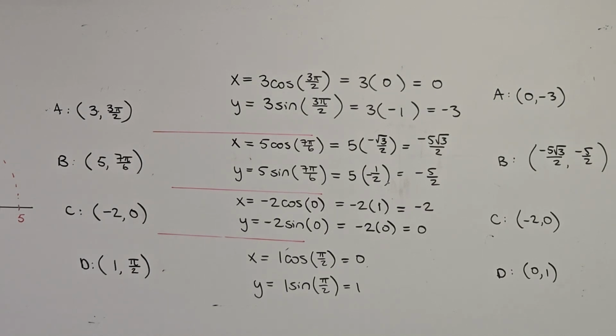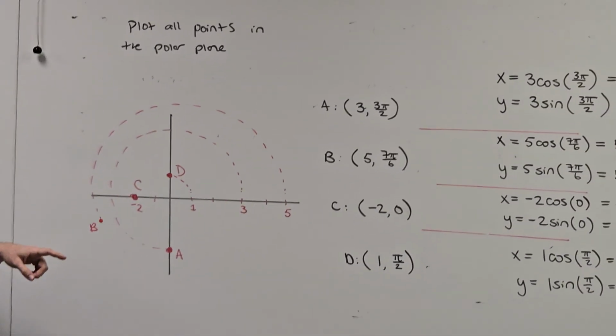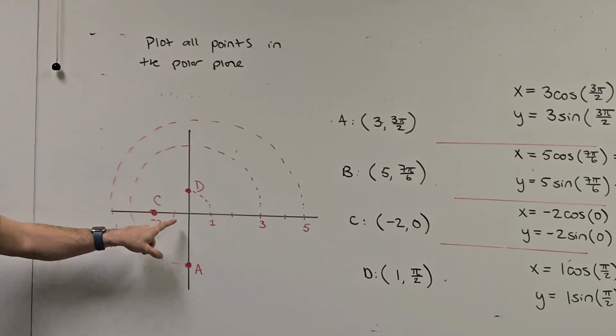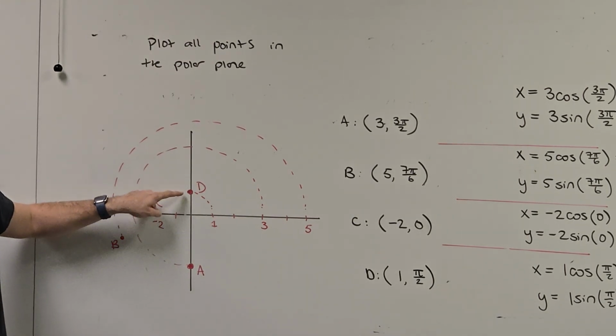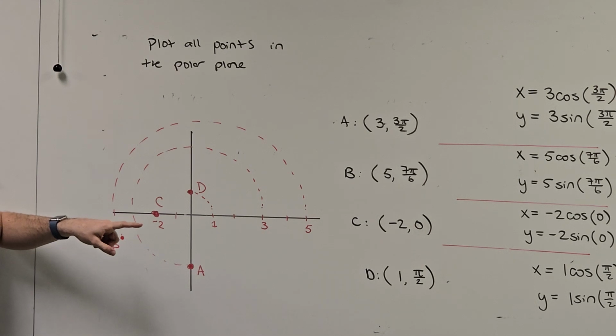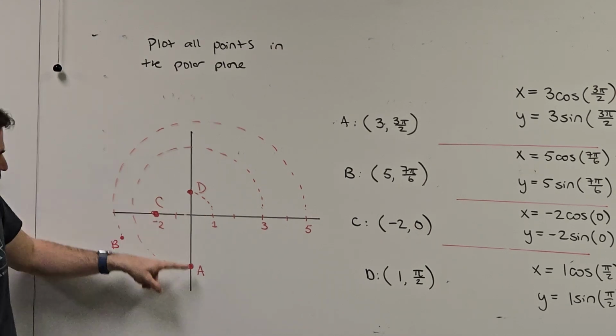Some of these that live on the axes should be pretty easy to check. Other ones, like maybe point B, it's not entirely clear if I did it right. However, I know I'm at least in the right quadrant: a negative x and then a negative y. Things that live on the x and y axes are pretty straightforward. Point C should be the point (-2, 0). Check. D should be (0, 1). Looks great. And we did A together, but that's (0, -3).